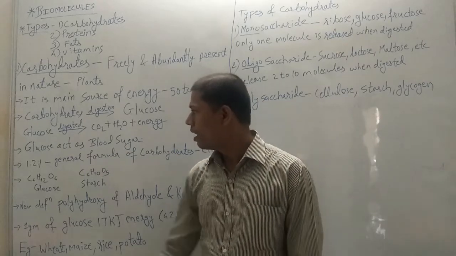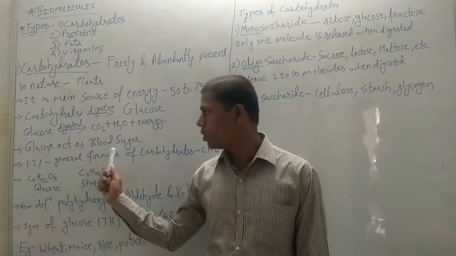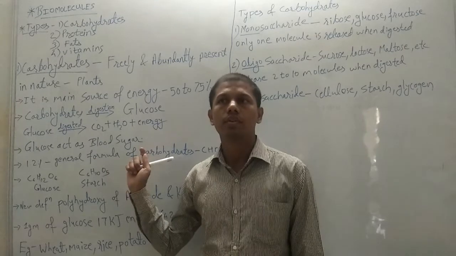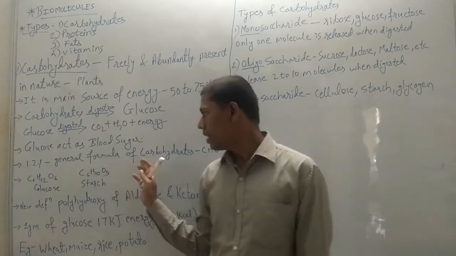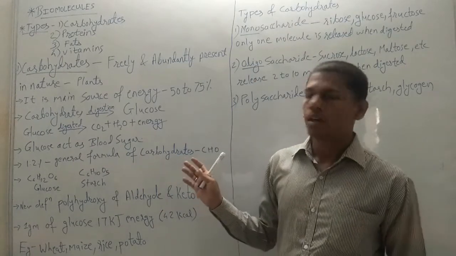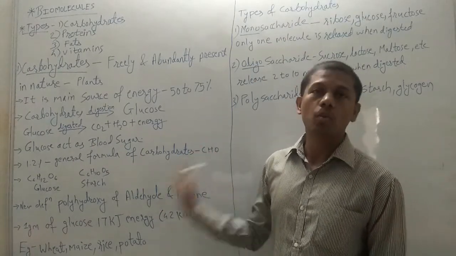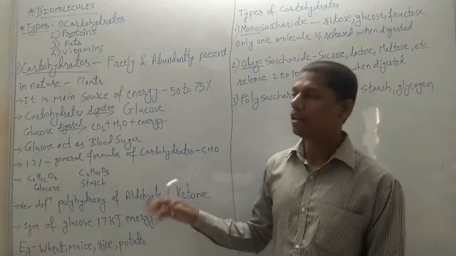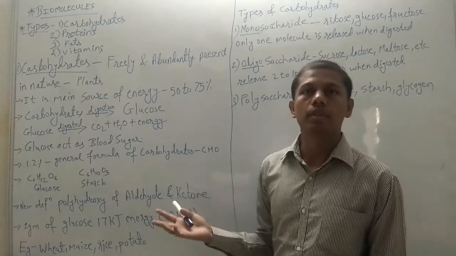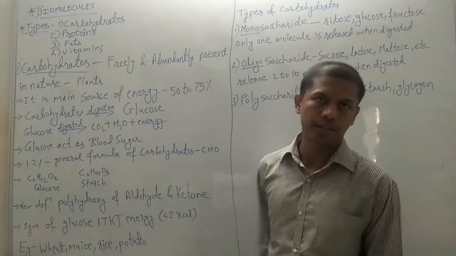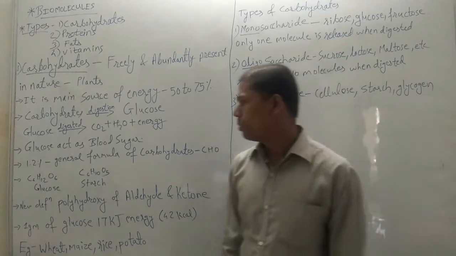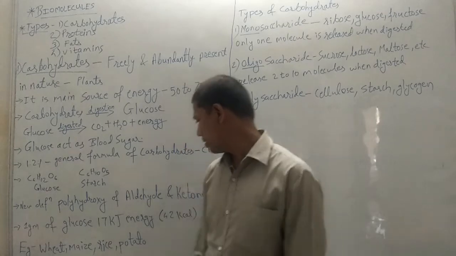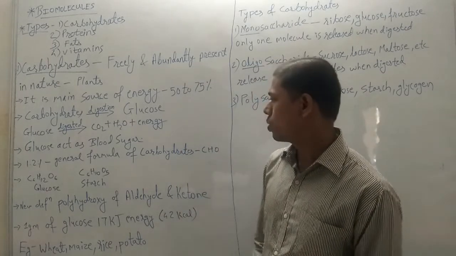Then let me tell you about the general formula of the carbohydrate and the main components of the carbohydrate, which help in its synthesis. That is, the composition of the carbohydrate. The composition of the carbohydrate is just C, H, O.